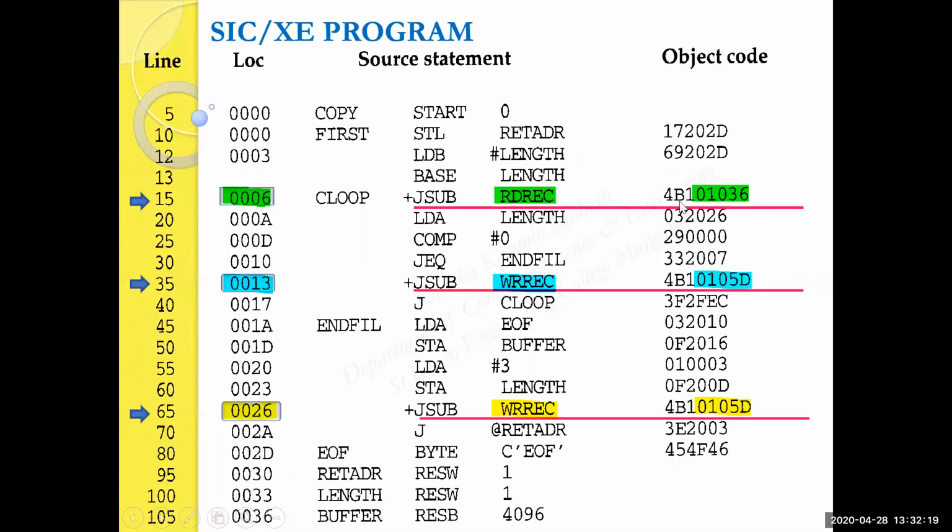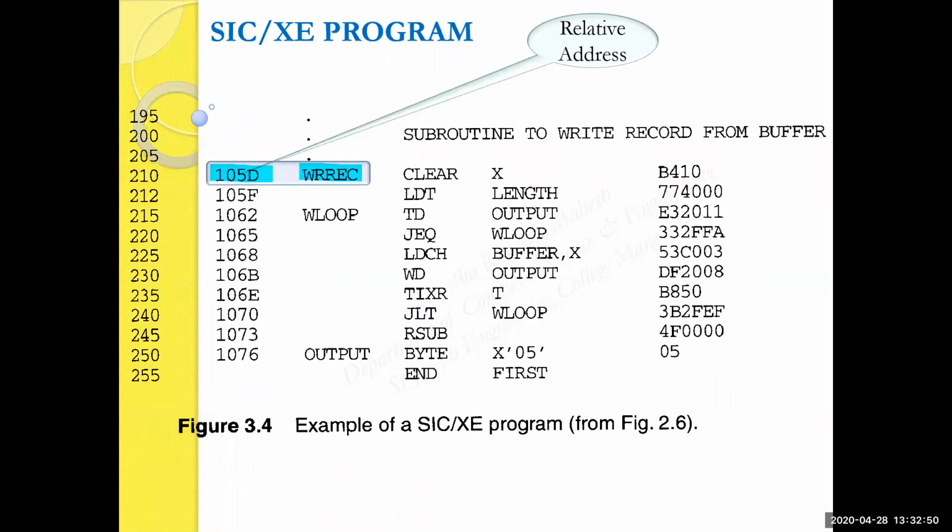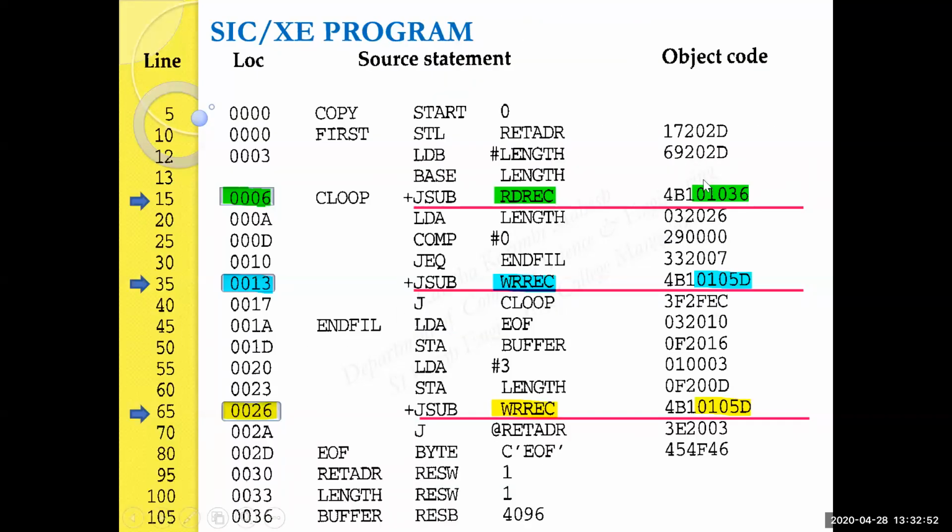So N and I are both set to 1. So 48 plus 3 will be 4B. This is the first byte. The following hexadecimal digit 1 indicates the setting of flags X, B, P, and E, which are respectively set to 0, 0, 0, 1. E is set to 1 because we use the extended format. And the last 20 bits, or the last 5 hexadecimal digits here, indicate the address corresponding to RDREC. We see that the address corresponding to RDREC is 1036, which is a relative address.